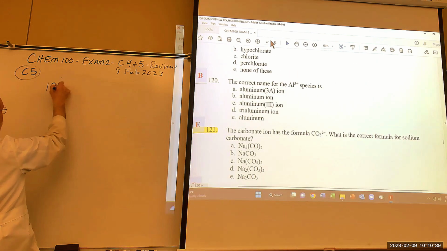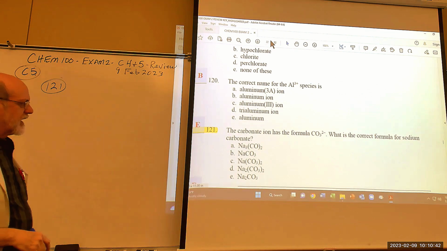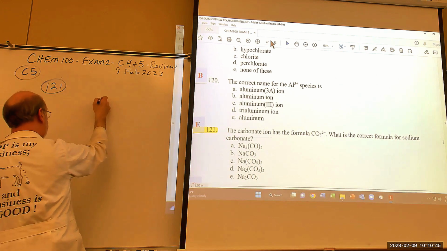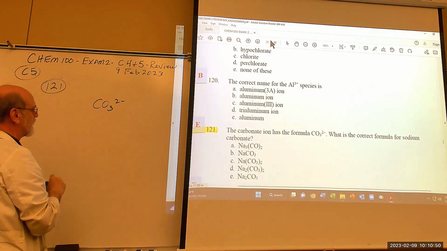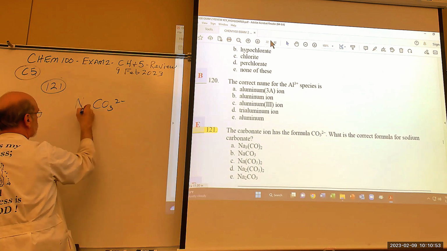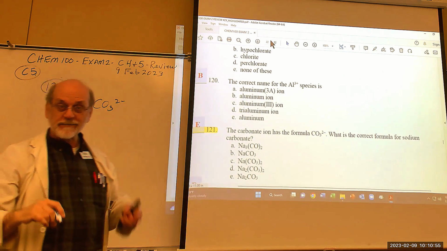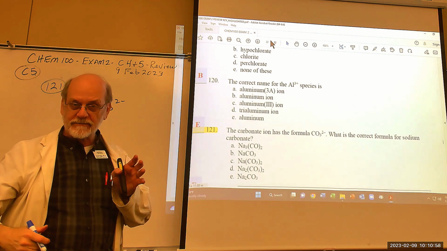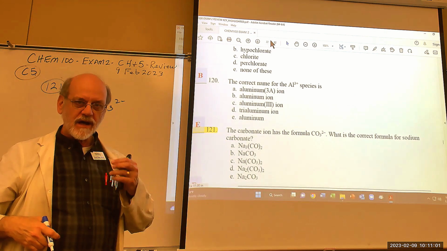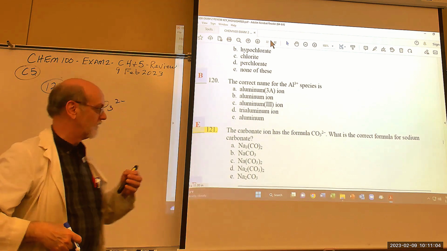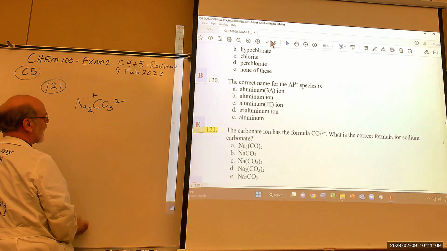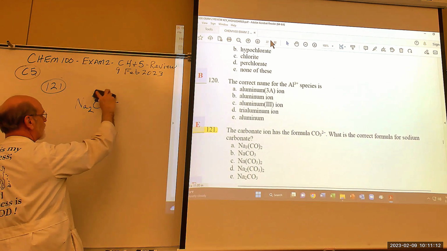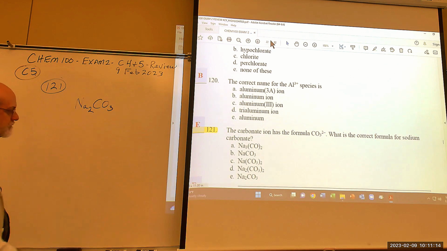(121). The carbonate ion has a formula CO3 2-. All right, CO3 2-. What is the correct formula for sodium carbonate? What type of compound is that? Look at the metal. Where does the metal come from? Sodium is an alkali metal, always +1 charge. Right? So we need two of them, two positives to balance these two negatives. And that's the way you would write the compound. Right there.